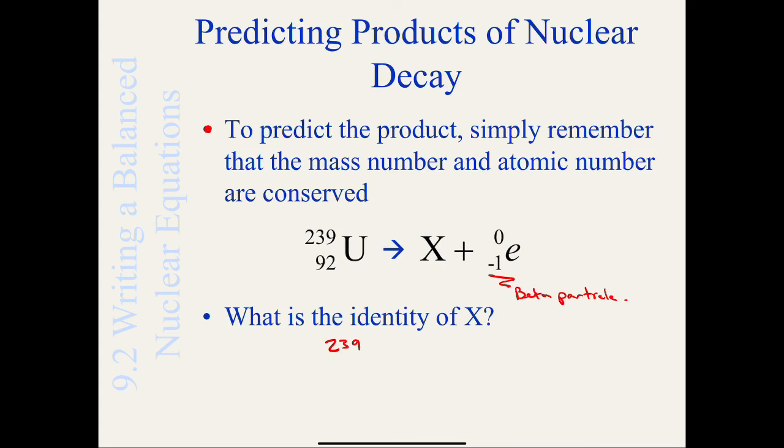So you have to ask yourself, what plus negative 1 gives me 92? Well, hopefully you know that 93 subtract 1 gives you 92. So the answer for the atomic number is 93. And then if you go over to the periodic table and look for element 93, you see it's represented by the symbol Np, which is neptunium, and therefore you would put that in for your atomic symbol. And this is the answer. It's neptunium-239 is what X is.